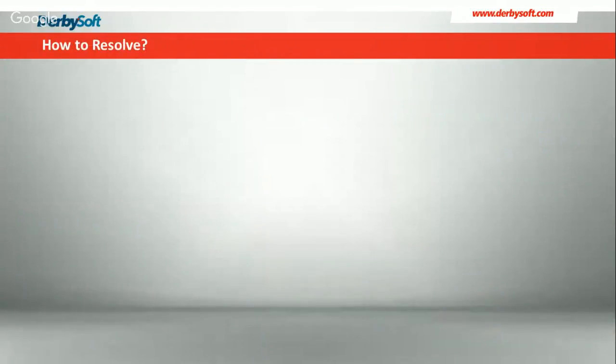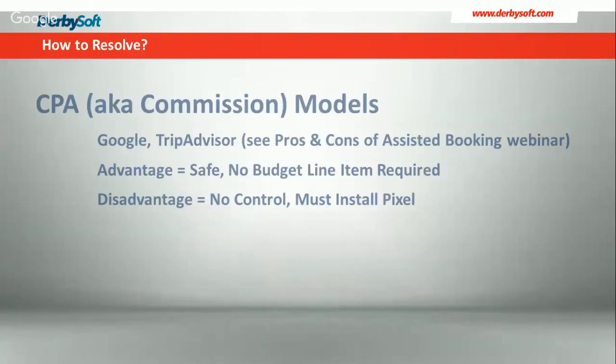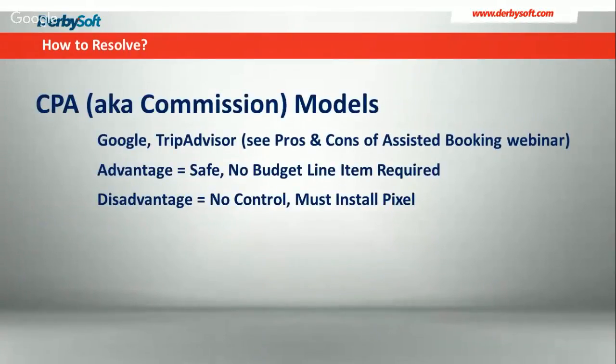And there's a couple of different ways, and we have to look at how we can approach the funding for our Metasearch campaigns. Now, one of these approaches is what we call the CPA, or cost per acquisition, also referred to as your commission models. Google and TripAdvisor both offer these, and we have a separate presentation webinar called Pros and Cons of Assisted Booking, which I encourage you to view to get more details on that. So one of the advantages of those, they are safe. There's very little risk to them. There's no budget line item required.